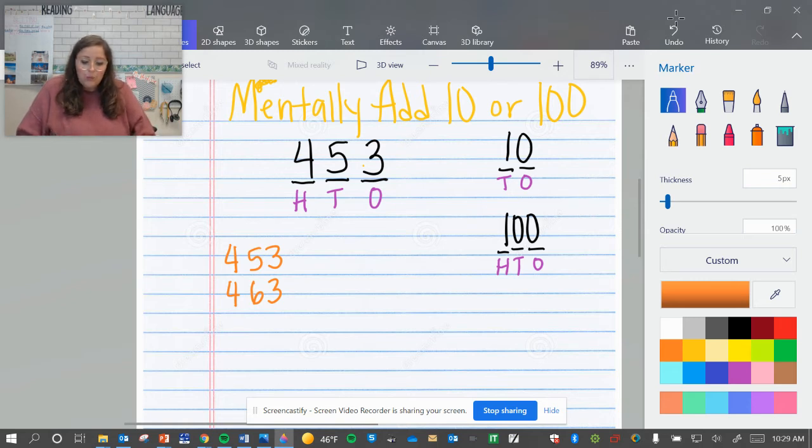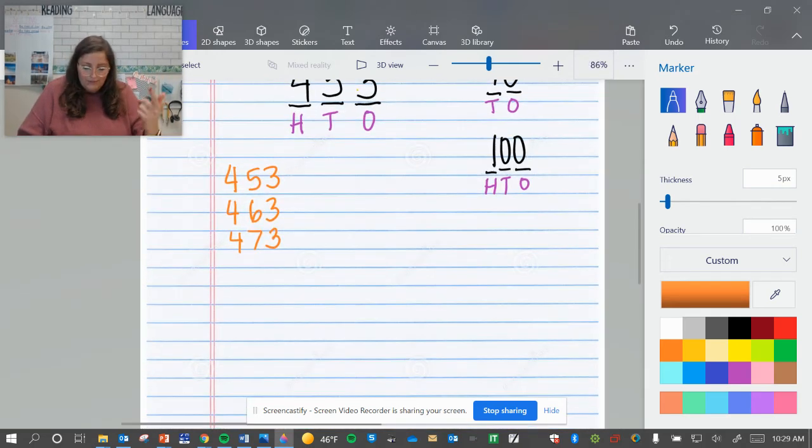463. What's 1 more 10? 7 tens. Everything else stays the same. 473. See how it goes? 453, 463, 473. What's next? You know it. 483.